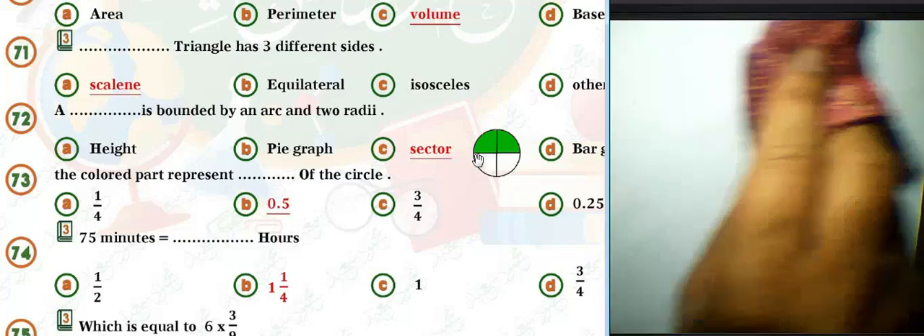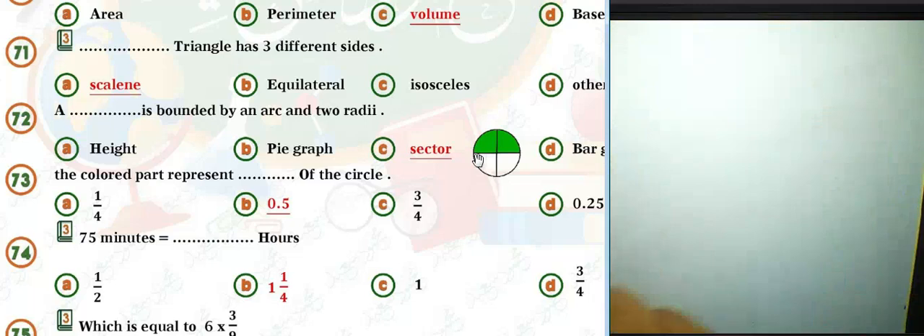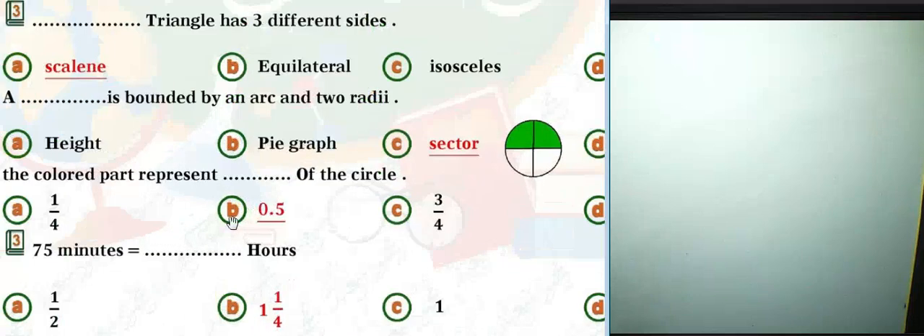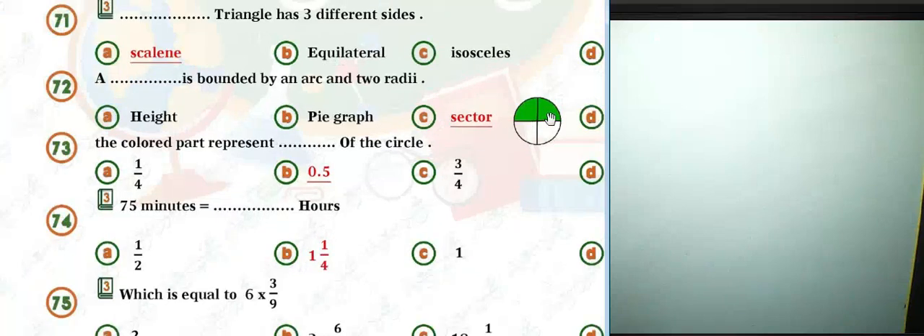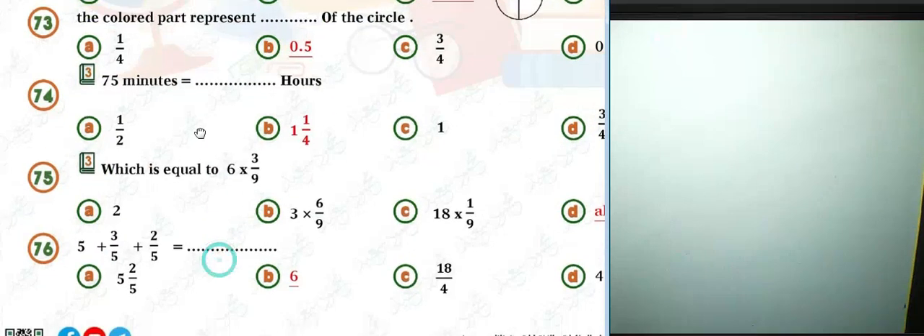So this example asked about what? Asked about the sector. Bounded by an arc and 2 radii. Sector. We call this sector. The colored part represents what? Half. This part half. 0.5.